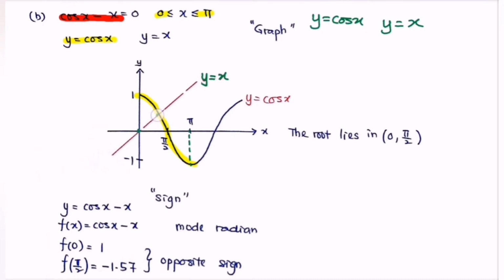So here will be the root. So from the graphical method, so from the graph, we notice that the root lies in between 0 until pi over 2. So that is the graphical method to use to approximate the root. Next, we are going to discuss the second method, searching for sign change.